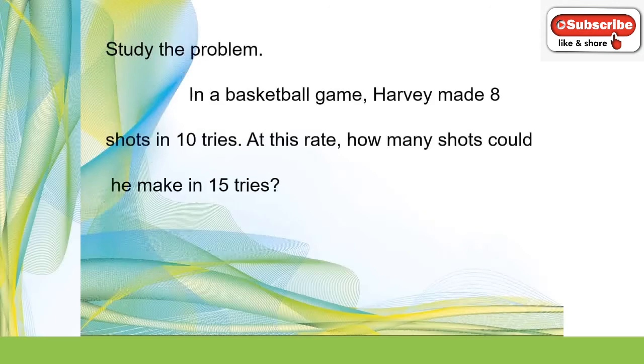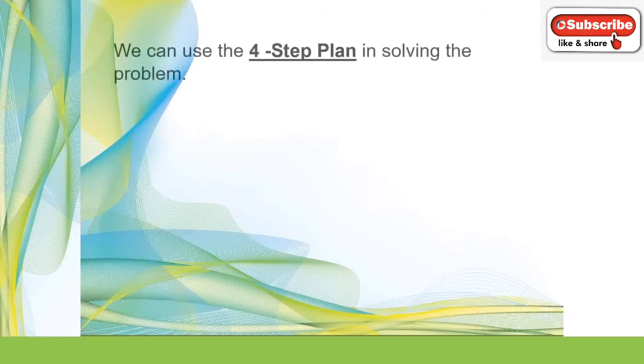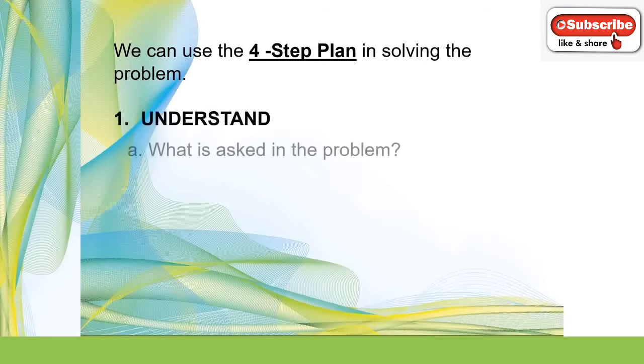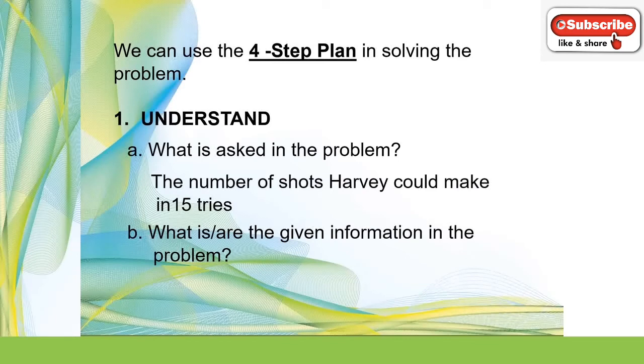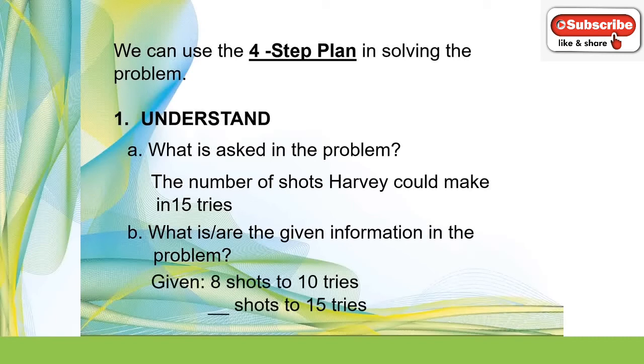Study the problem. In a basketball game, Harvey made 8 shots in 10 tries. At this rate, how many shots could he make in 15 tries? We can use the 4-step plan in solving the problem. The first step is to understand. To understand the problem, you need to identify what is asked in the problem and what is or what are the given information in the problem. Based on the problem that I presented, what is asked is the number of shots Harvey could make in 15 tries. And the given information: 8 shots to 10 tries, blank shots to 15 tries.